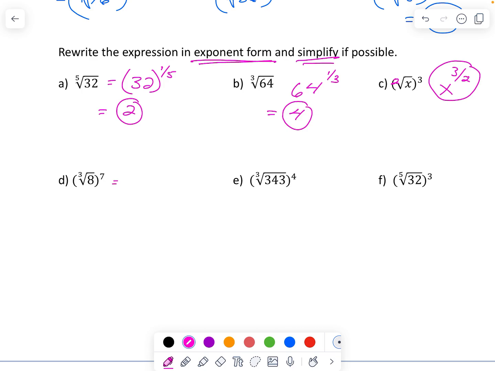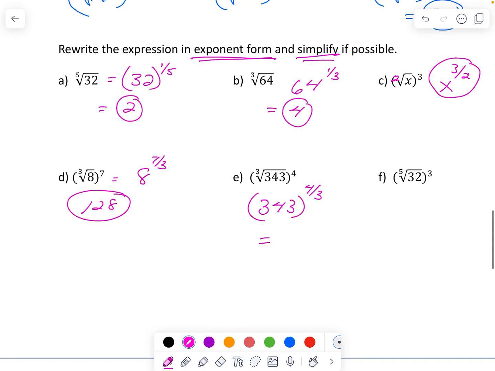This next one is going to be 8 to the 7/3. Oh gosh, 2 to the 7, 64, 128. You should get 128. Oh my goodness, I should have brought my calculator. This is going to be 343 to the 4/3. You're going to have to tell me what that one is. I did not bring my calculator in here. But you can put that in your calculator and figure it out. And this last one is going to be 32 to the 3/5. And that is going to be 8.